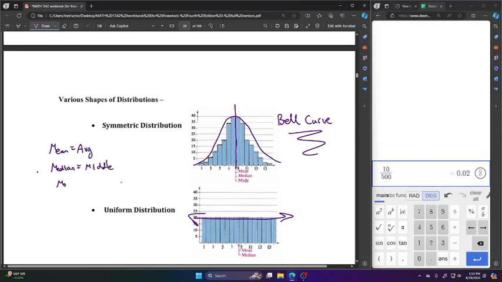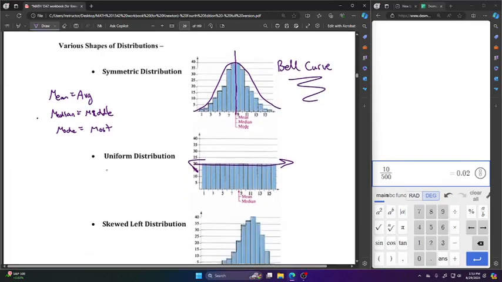And the mode is the most. There you go. There's your one word definitions. Average, middle, most. Mean, median, mode. And they're all in the middle for this guy. Good? So keep cruising. Uniform, same thing, doesn't matter.